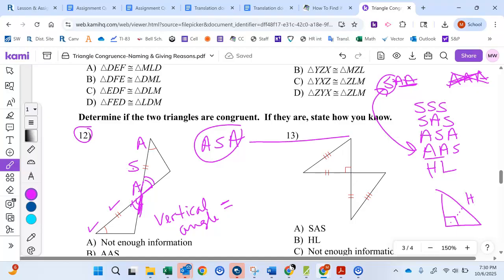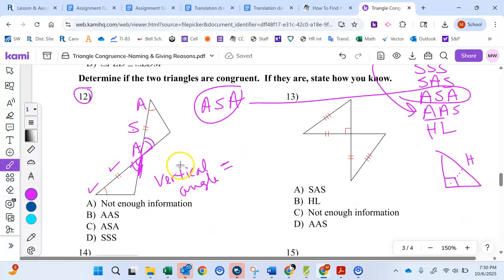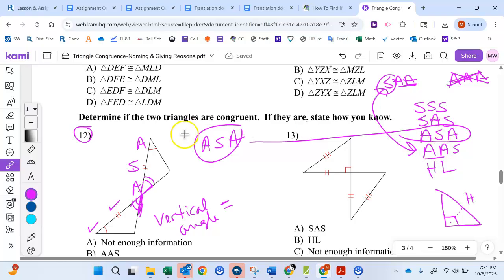Is that one of them? Yes, it is. Angle, side, angle. There we go. Okay, excellent. So that's how you do number 12. So remember, write those down so you have them. It's also good for the next group.